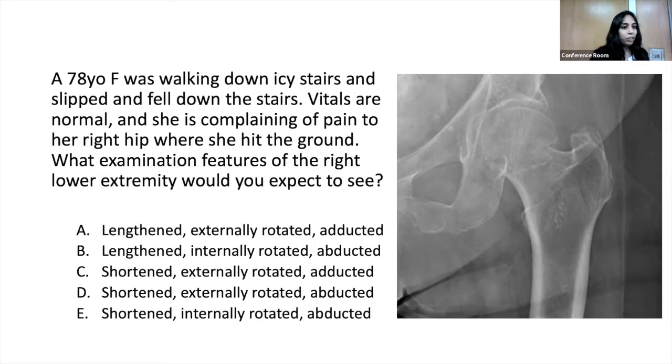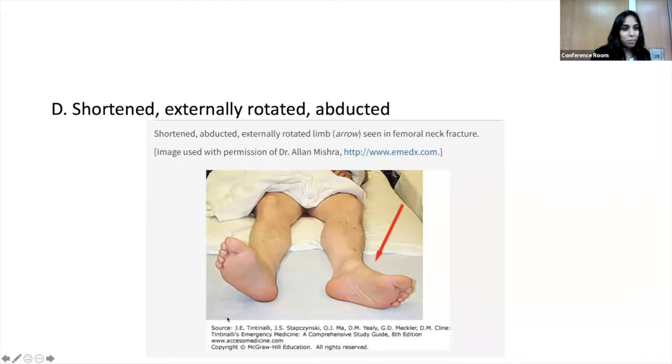So how many for A, B, C, D, E? All right, good job. So this is a story of a femoral neck fracture, given the imaging.